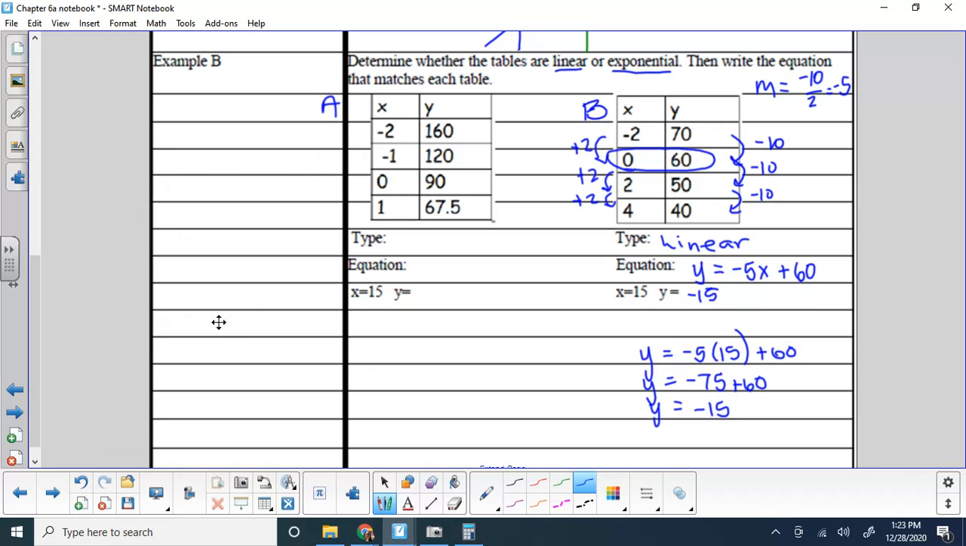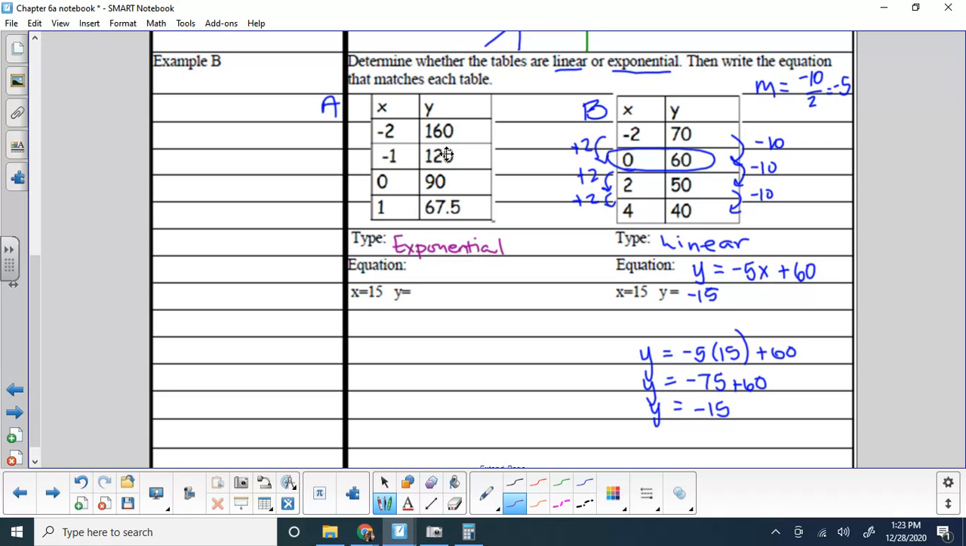All right, let's take a look at table A. Table A is going to be the table that's representing our exponential function. Why do you think I can say that this is an exponential function and not a linear function? Hopefully you said something about the fact that these are not adding the same amount, or subtracting in this case.